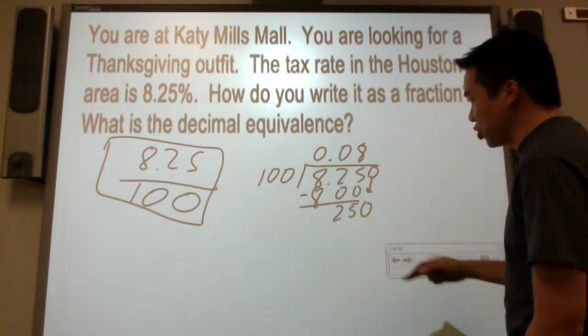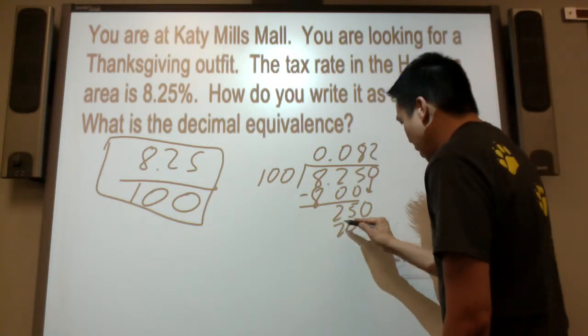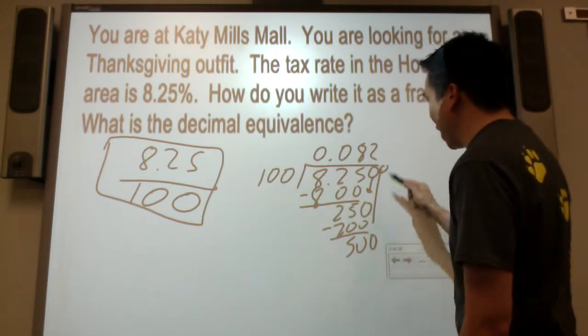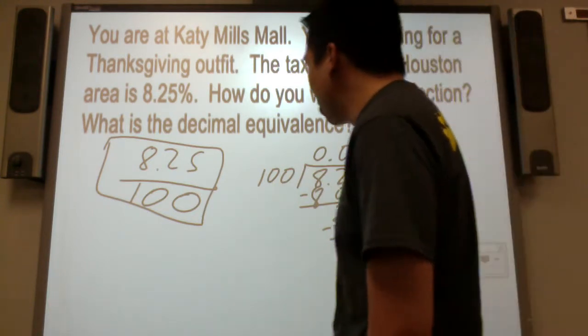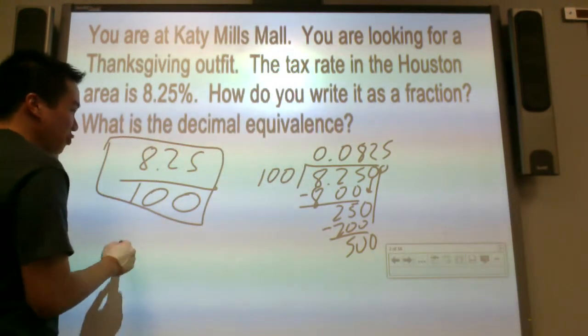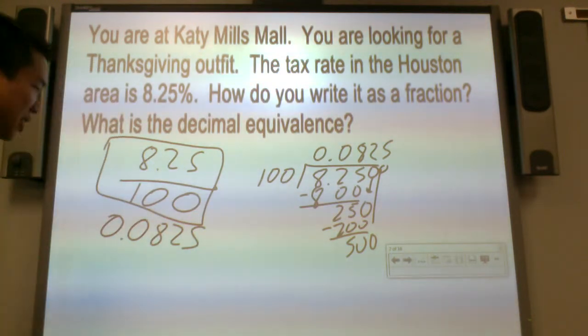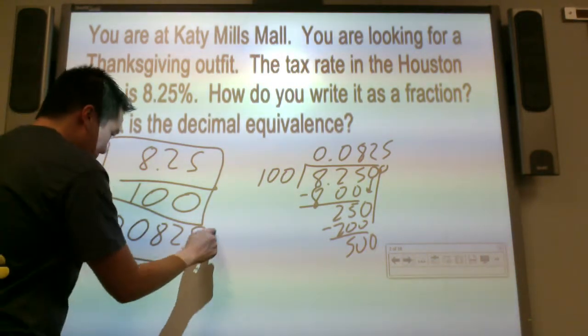How many groups of 100 go into 250? 2 times. We have 50 left. I want to get rid of the remainder. How many groups of 100 go into 500? 5 times. So the decimal equivalency of 8.25% is 0.0825, 825 ten-thousandths. So this is another answer.